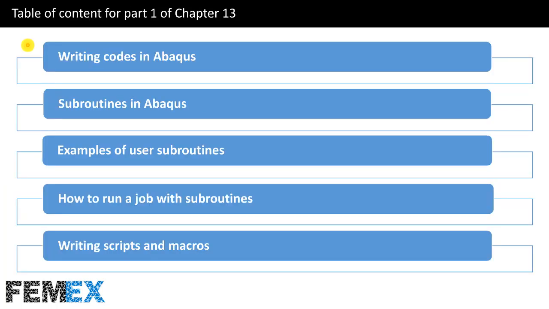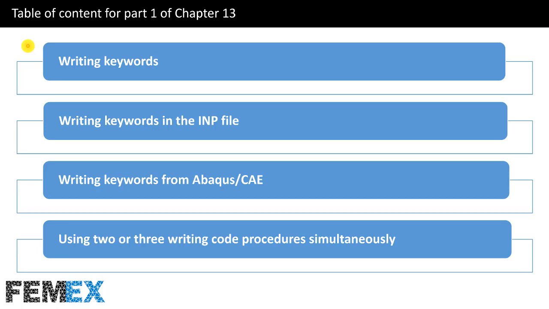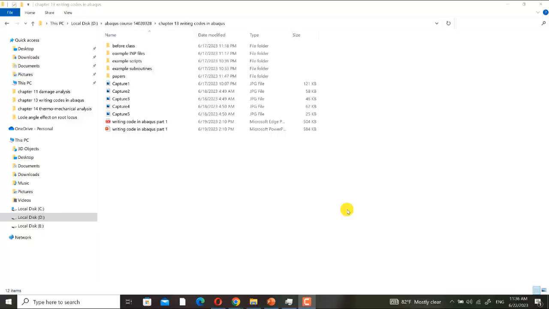This is the table of content for part 1 of chapter 13. Now I want to start chapter 13. It's about writing codes in Abaqus.